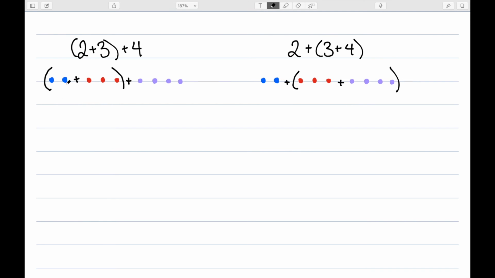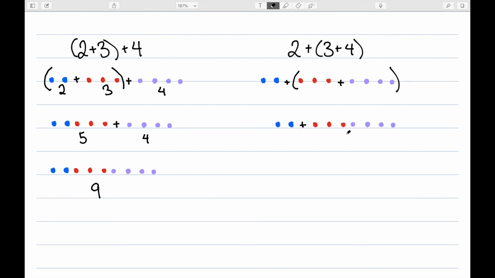This one on the left here, we're combining our red and blue marbles. And then once we have our red and blue marbles combined, we want to add in the purple marbles. So I went from having 2 plus 3 and then plus 4 to 5 plus 4, or 9 total marbles that we have together. If we look at this other side here, we start by combining the red and the purple marbles, and then we add in the blue ones. And then we have our large group.